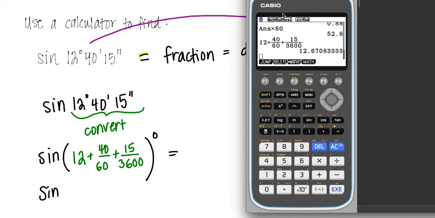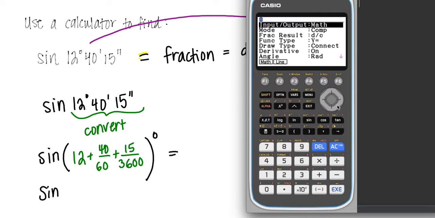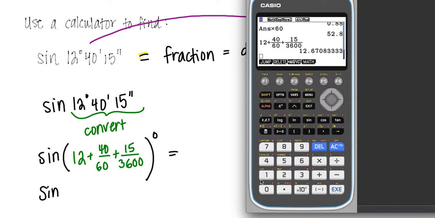Now, your calculator, see how mine says RAD? That means radians, and we're working in degrees. We haven't talked about radians yet, but we're going to. So for now, what you need to know is that however your calculator works, you're going to want to change your angle measure to degrees. So it's calculating in degrees, not radians.